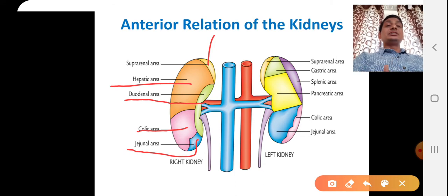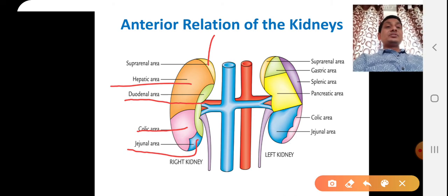These are the relations. Which are the relations? First, the upper pole is related with the suprarenal area, then the hepatic area, which is related with the liver, then the duodenal area, related with the duodenum, the colic area related with the colon, and the jejunal area related with the jejunum. These are the anterior relations of the right kidney.